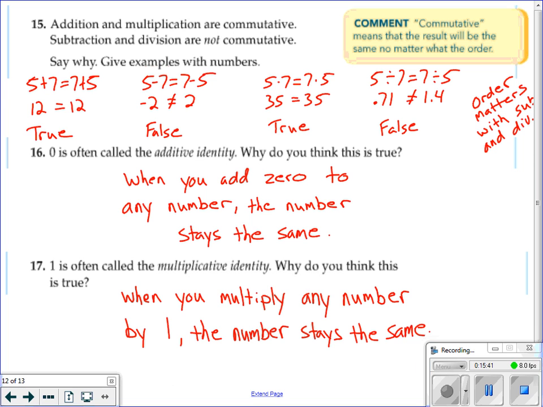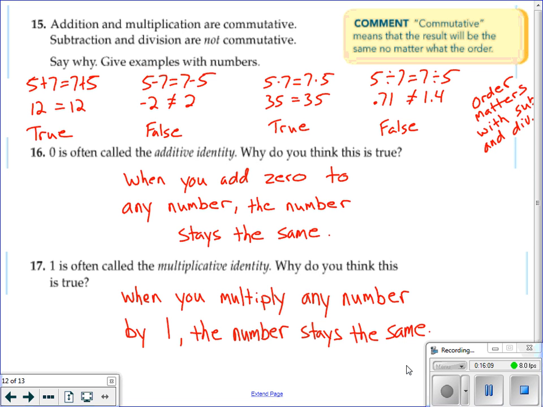Now to finish up here, number 15 is just talking about how addition and multiplication are commutative, and subtraction and division are not commutative. And if you look at the examples, the reason is with addition and multiplication, the order does not matter. With subtraction and division, the order matters.